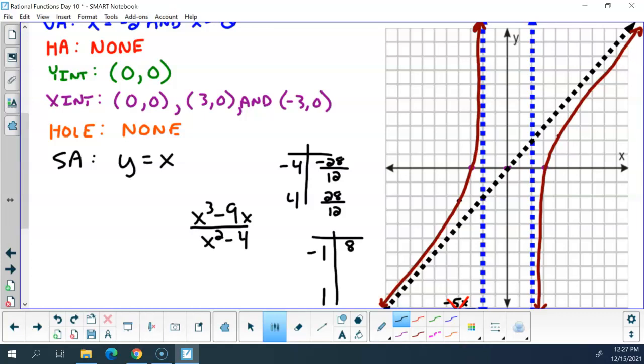Negative 1 squared is 1, positive 1 minus 4 is negative 3. Negative 8, or 8 over negative 3, is negative 2 2/3.